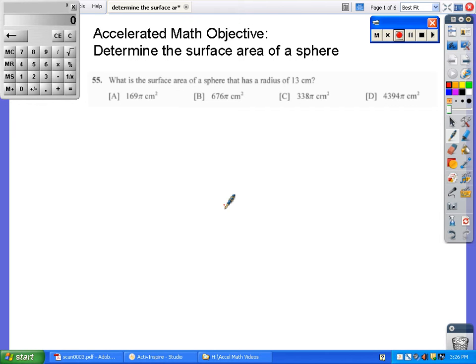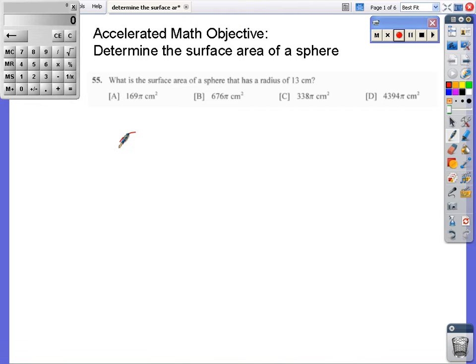Okay, welcome to Accelerated Math. Objective: determine the surface area of a sphere. Of course, a sphere is a fancy word for saying ball, and I'll try my best to draw a sphere. So here's our sphere, and I drew in a radius line because that's typically what we're going to need. The surface area of a sphere formula is 4 pi r squared.